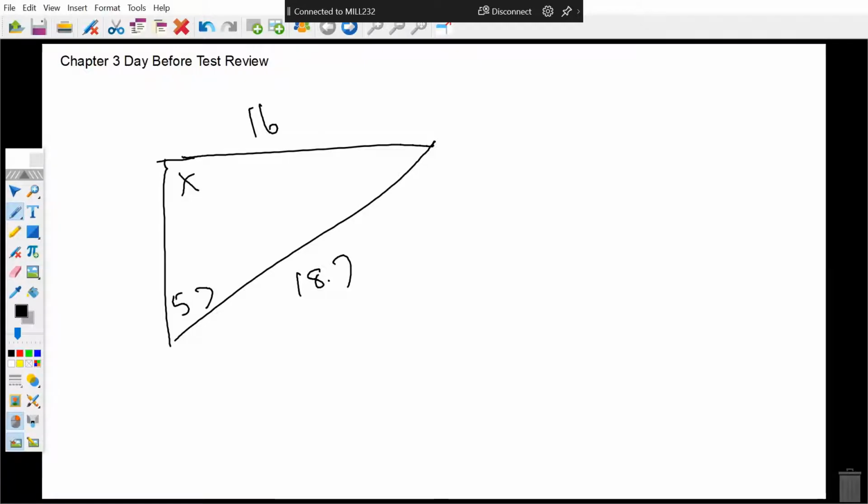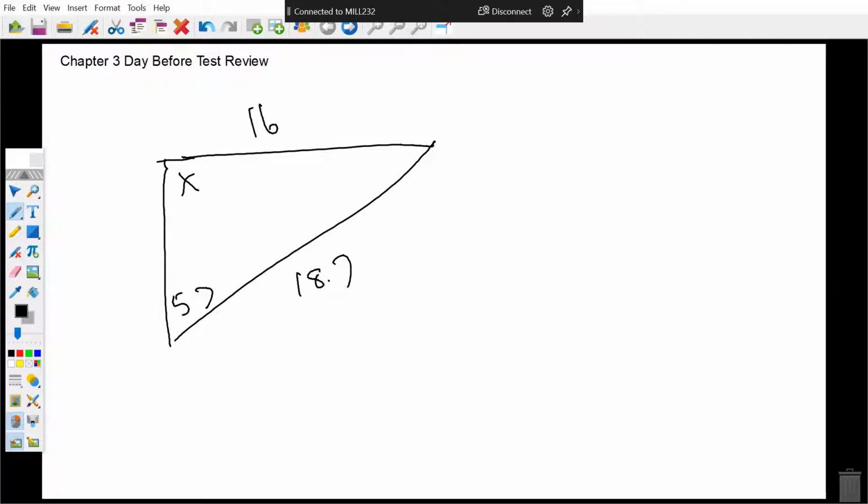Good morning, welcome back. Today we are working on the Chapter 3 day before the test review. Let's begin. For each of these questions, the first slide is the question and then the second slide will have the answer. So please try each question on your own before we look at the answer.